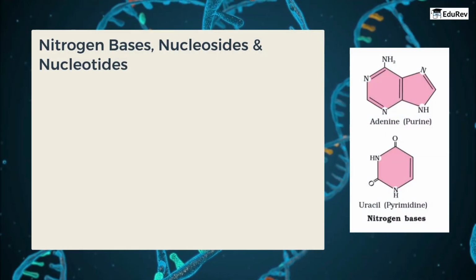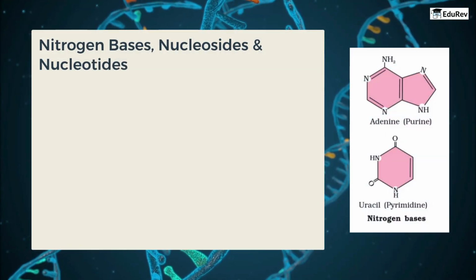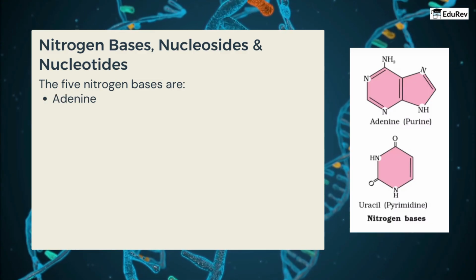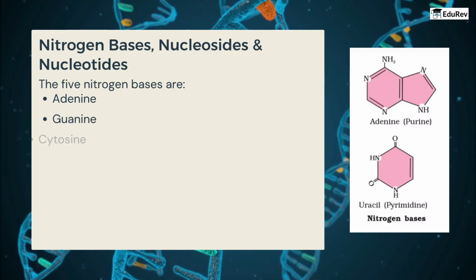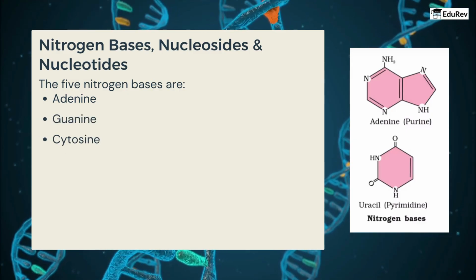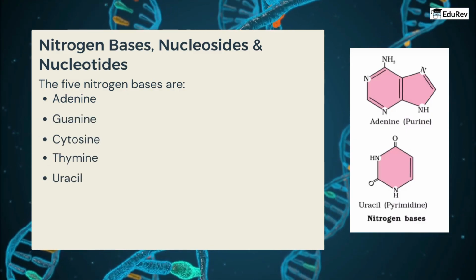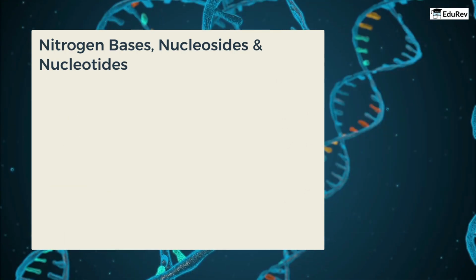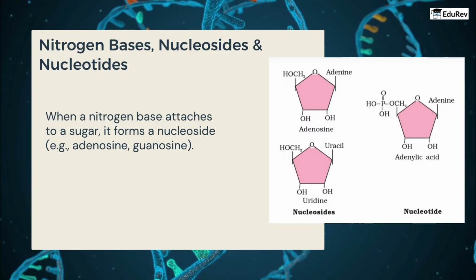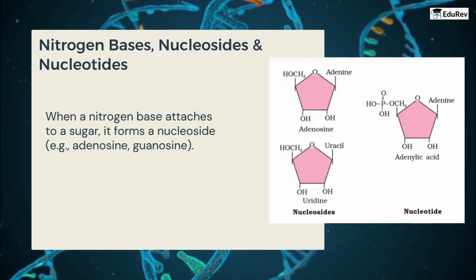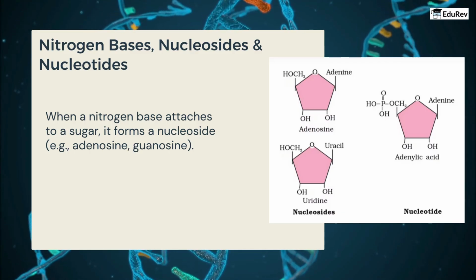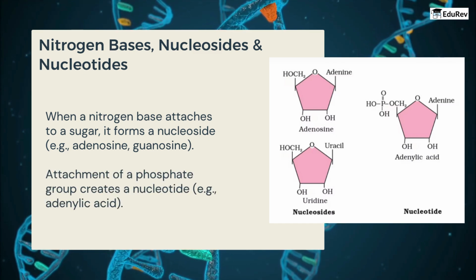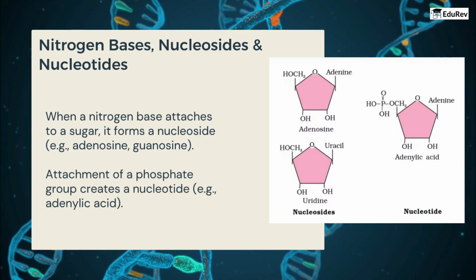Nitrogen bases, nucleosides, and nucleotides. The 5 nitrogen bases are adenine, guanine, cytosine, thymine, and uracil. These are heterocyclic ring compounds. When a nitrogen base attaches to a sugar, it forms a nucleoside. For example, adenosine and guanosine. When a phosphate group attaches, it forms a nucleotide.